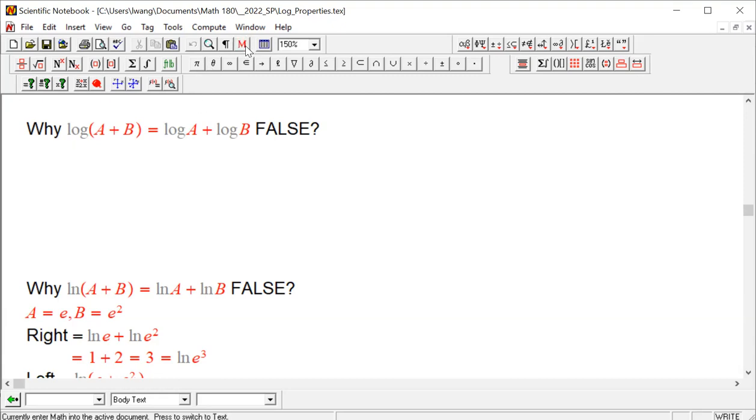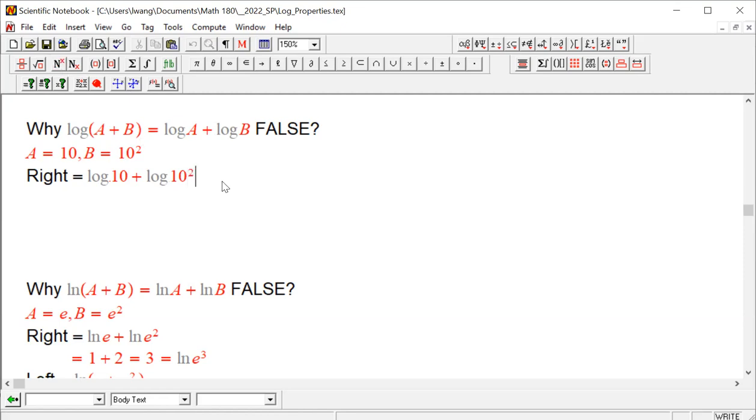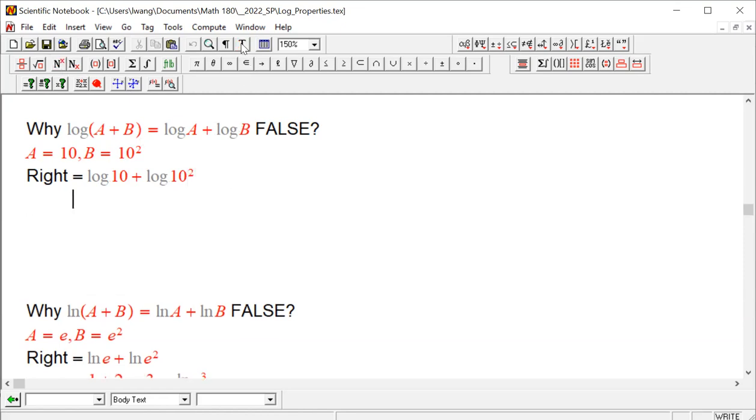So in this case, I'm going to take A equals 10, B equals 10 squared. We know 10 squared is 100. And the right-hand side is log 10 plus log 10 squared. Okay, so that will give us 1 plus 2 equals 3. So the right-hand side is 3. How about the left-hand side?